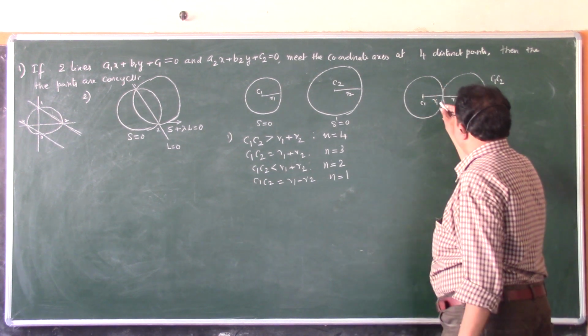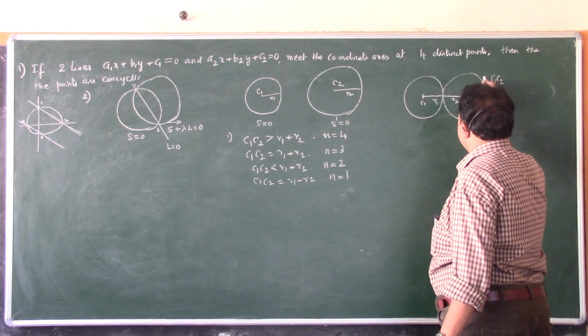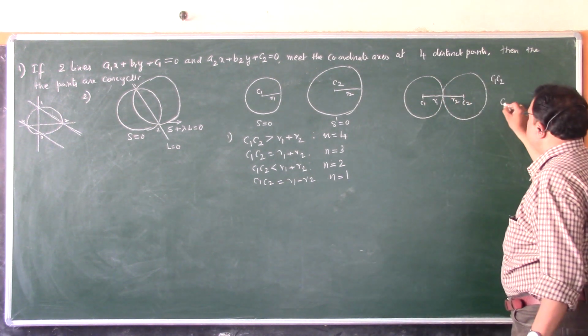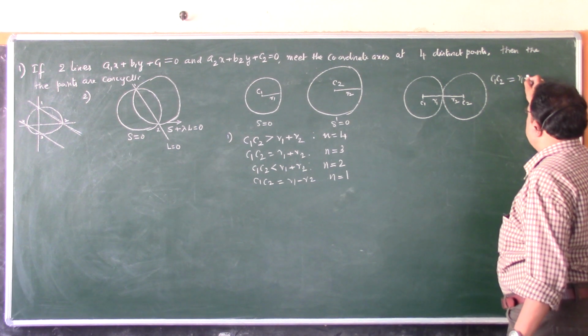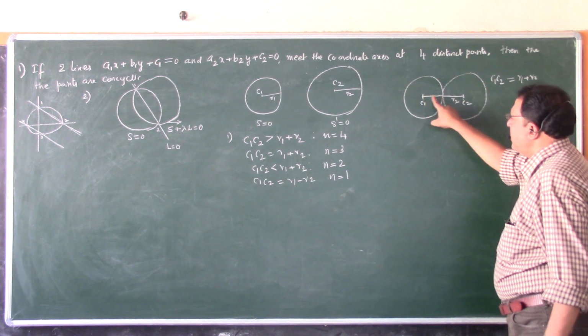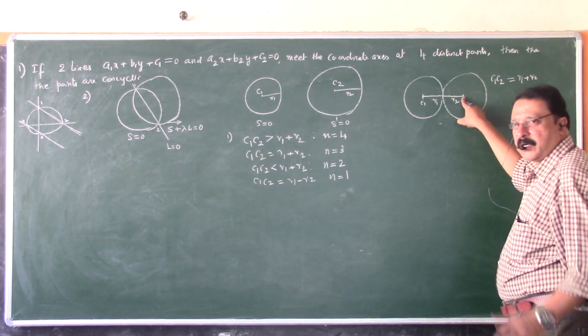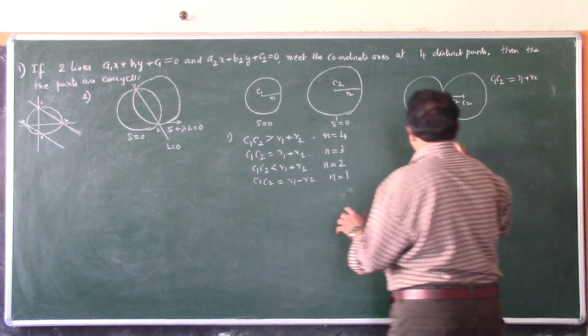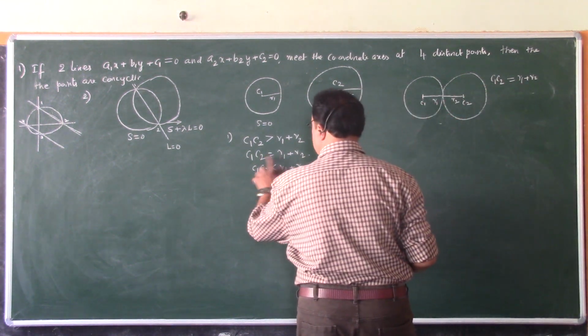Now here, if the circles touch externally, quite obviously, geometrically speaking, C1, C2 should be equal to R1 plus R2. Am I right? This C1, C2 is what? It is the sum of R1 plus R2. You can make it out geometrically, correct? Now, which condition is that? C1, C2 is equal to R1 plus R2.